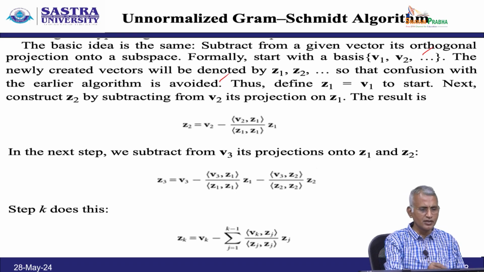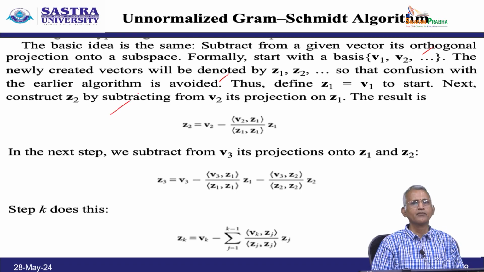Next, construct Z2 by subtracting from V2 its projection on Z1. So, the result is Z2 equal to V2 minus inner product of V2 and Z1 divided by inner product of Z1 and Z1, times Z1. In the next step, we subtract from V3 its projections onto Z1 and Z2.